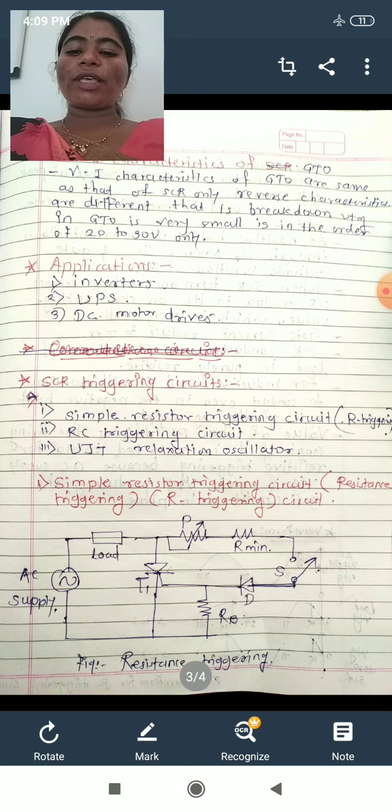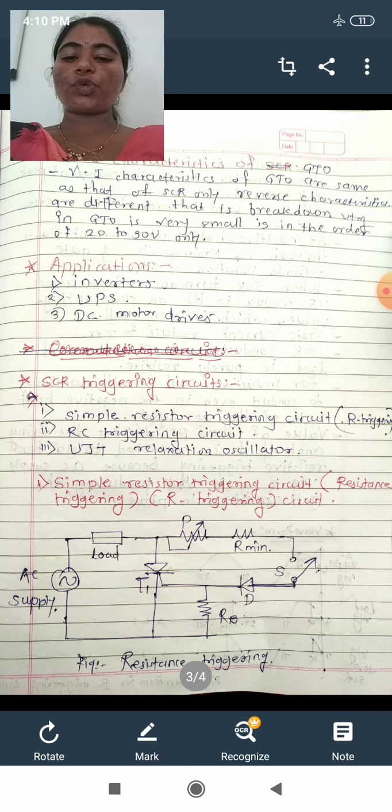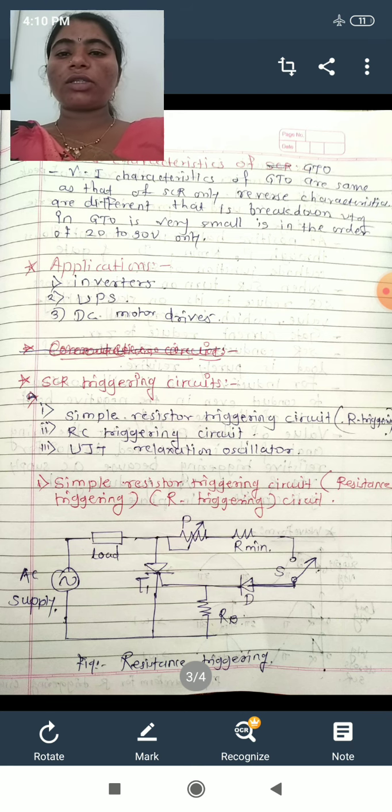See its basic diagram. AC supply is there. It is given to the load. Then it is given to the potentiometer, then R minimum resistor, and one switch is present. After that it is connected to the diode and then given to the gate terminal. This diode is connected because it is a unidirectional device. We will learn why this diode is used; next I will explain why the diode is used. Now this is the circuit diagram of the resistor triggering.